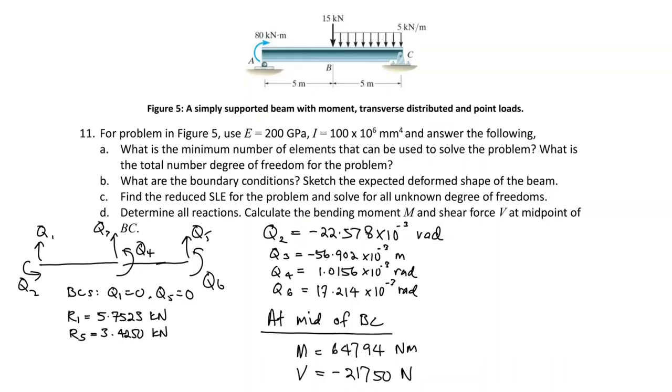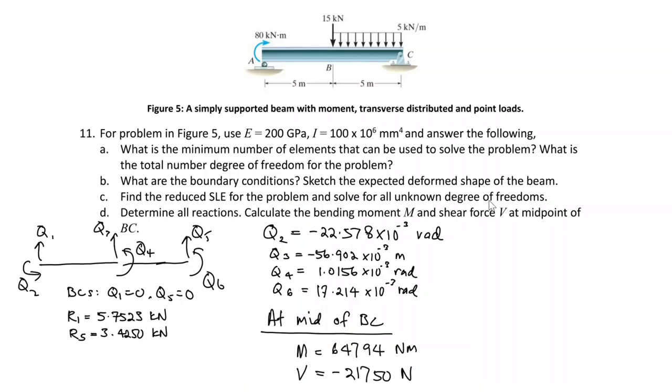If you look at this question, all the information is already given. For example, we have the material property, Young's modulus equal to 200 gigapascal, and the moment of inertia, which is this number. And of course parts A and B, you can answer that. Part C is to find the unknown degrees of freedom.